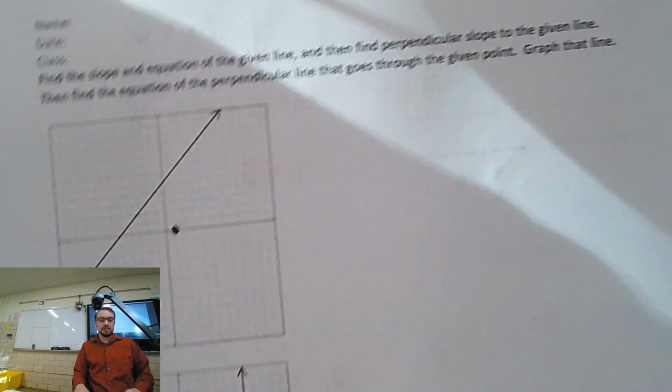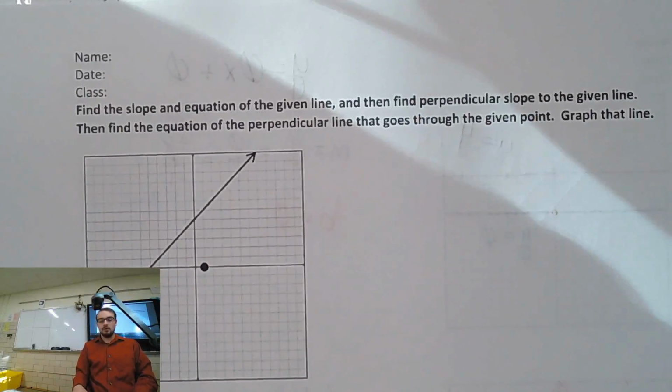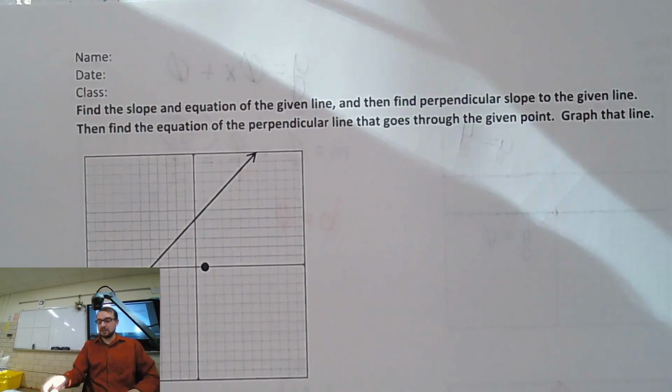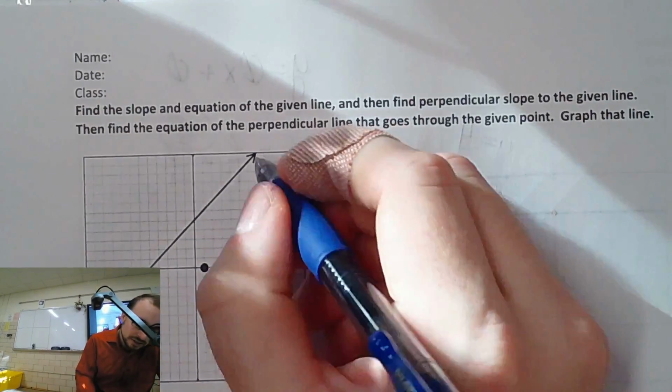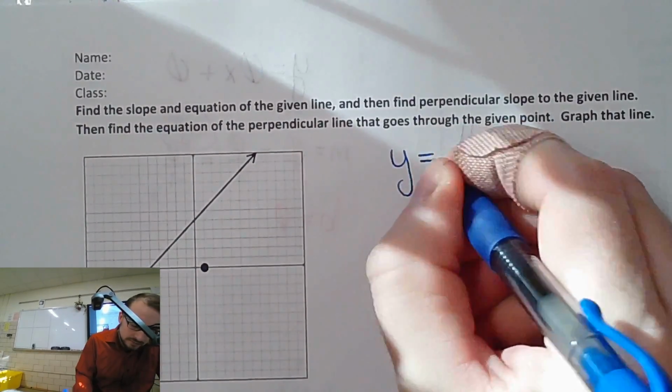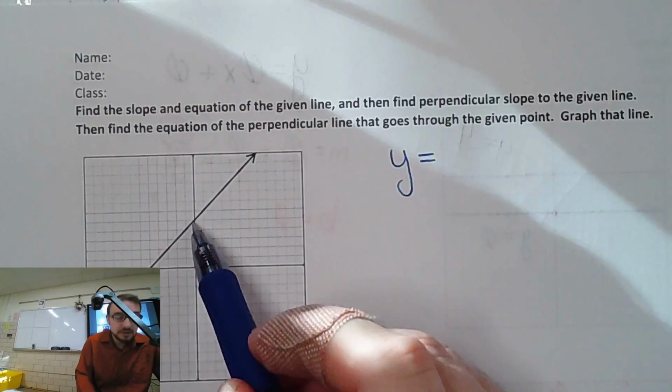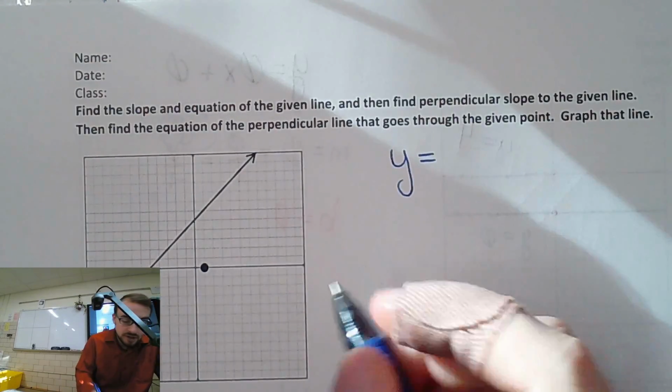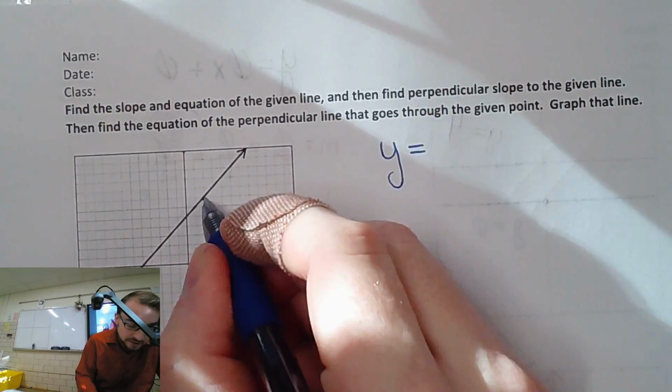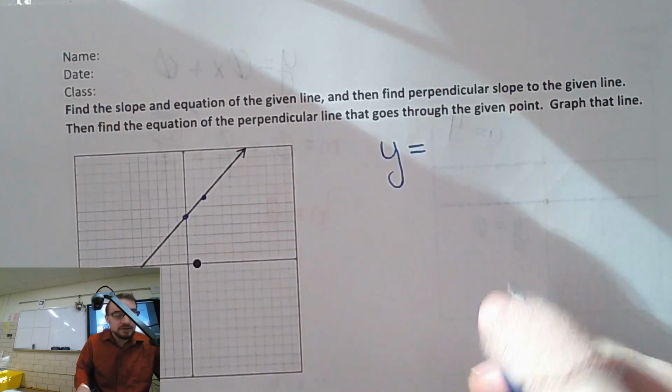Find the slope and equation of the given line, and then find perpendicular slope to the given line. So first off, we need to look at this line that they give us and write its equation. So this line right here, what does it look like the slope is of this line? The way we do that is we pick 2 points on the line. I'm going to pick these 2 points, and we find their slope.